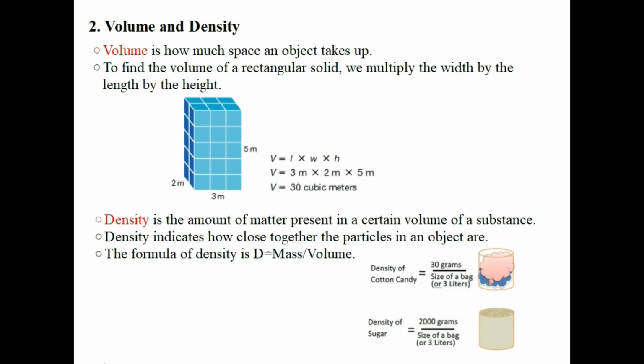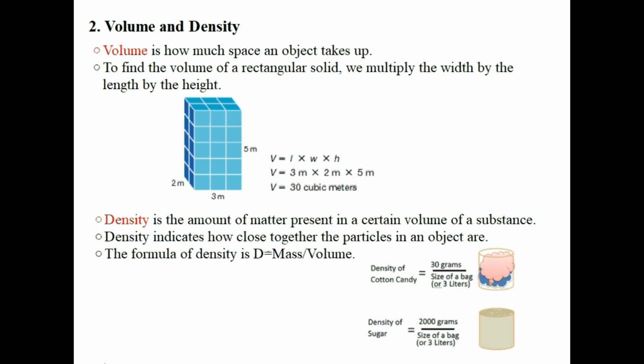Volume and density. Volume is how much space an object takes up. To find the volume of a rectangular solid, we multiply the width by the length by the height. Let's find the volume of this blue rectangular shape. To find the volume, we must multiply the length by the width by the height.